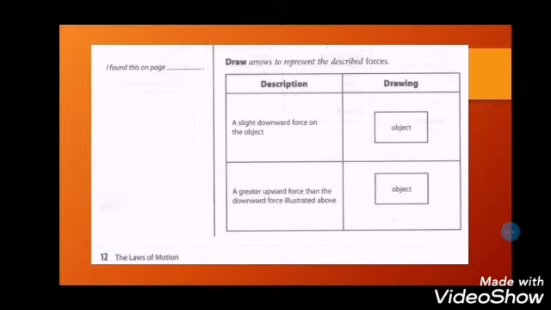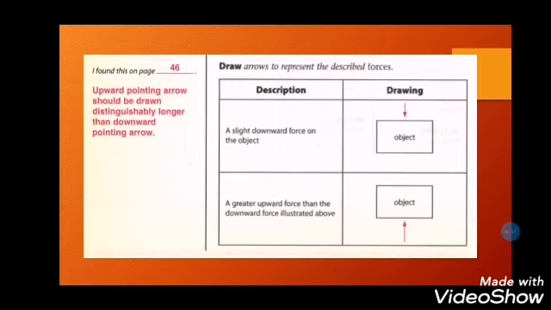Now, draw arrows to represent the described forces. The answers are on page 46. So, a slight downward force on the object, as you can see, the arrow is going down, and a greater upward force than the downward force illustrated above. So you have to draw a longer arrow, because if you remember, we used to say that the length of the arrow represents the magnitude of the force. So if the force is greater, the arrow should be longer, and it's going upward.